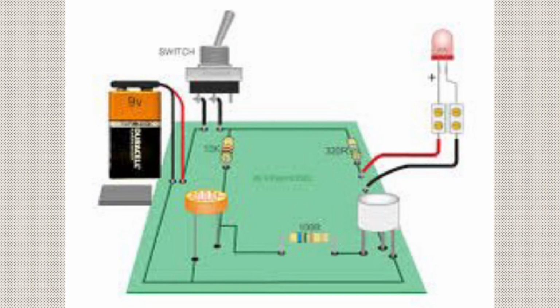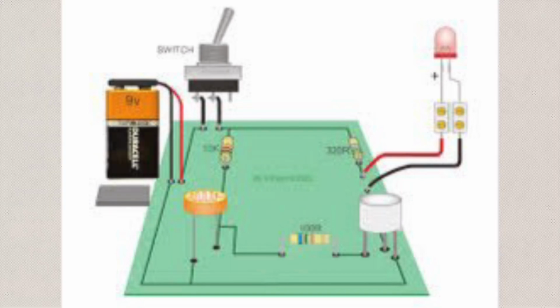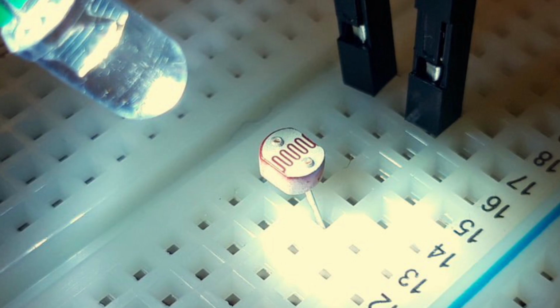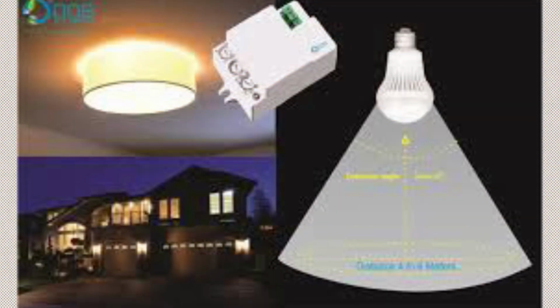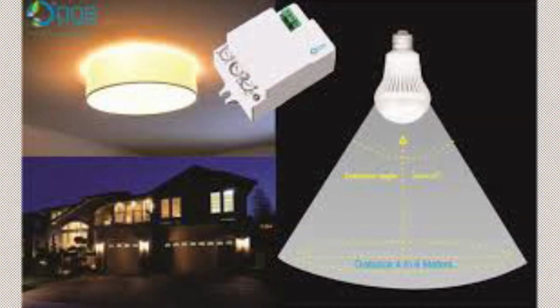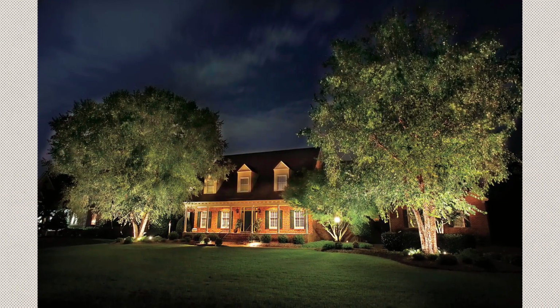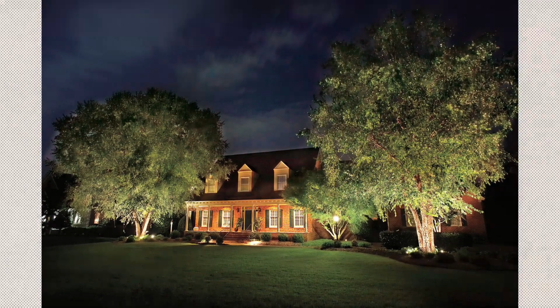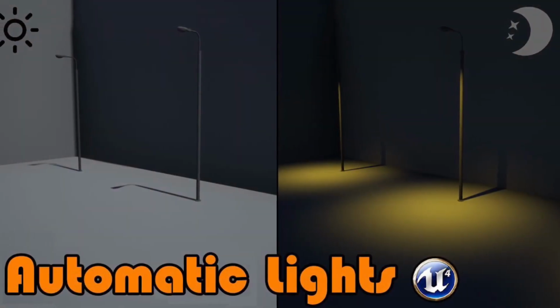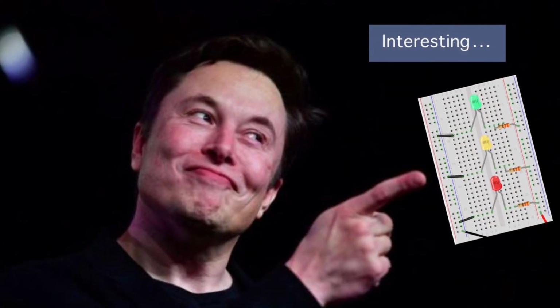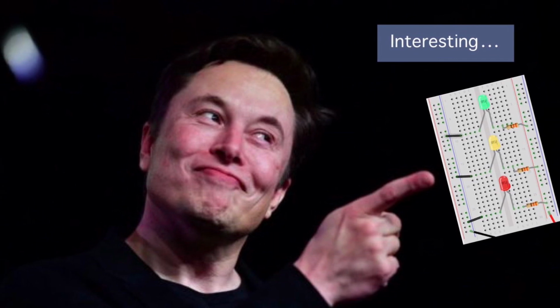LDRs, also known as photoresistors or photosensors, are remarkable devices that change their resistance based on the intensity of incident light. By using this property, we can design systems that automatically respond to light level changes. Imagine the convenience of having lights turn on or off depending on the surrounding ambient light. Sounds intriguing, right? Well, in this project, we will explore the practical implementation of LDRs using breadboard circuits, bringing automation and intelligence to your projects.